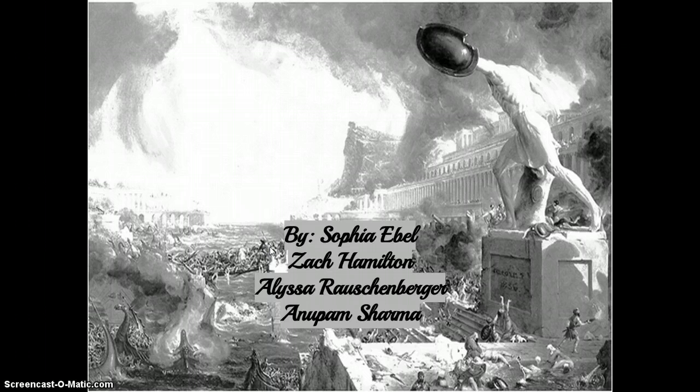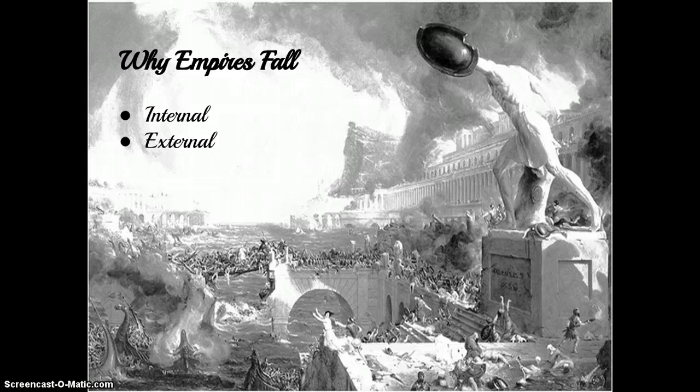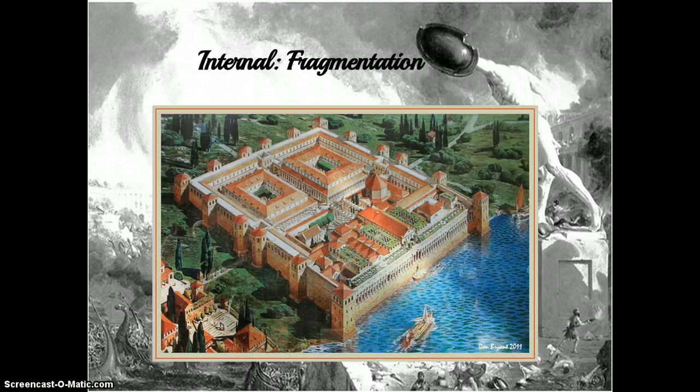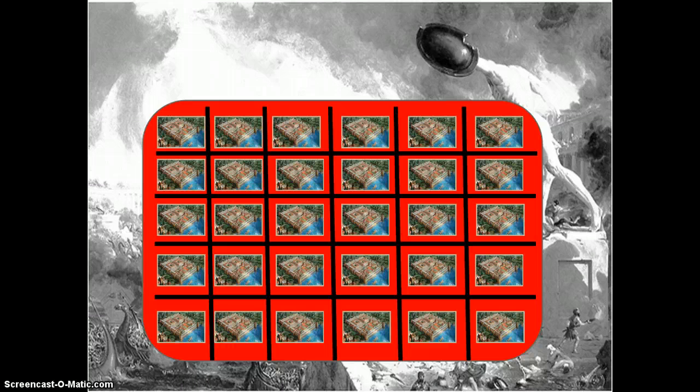Within this all-encompassing reason lie many other smaller reasons that lead to the eventual decline and fall of empires. This video will split them up into two categories: internal and external. Starting off in the internal categories, one big reason why empires decline and fall is called fragmentation. Fragmentation is when subjects of the empire essentially break away from it and carve out their own piece of the empire, doing whatever they want.